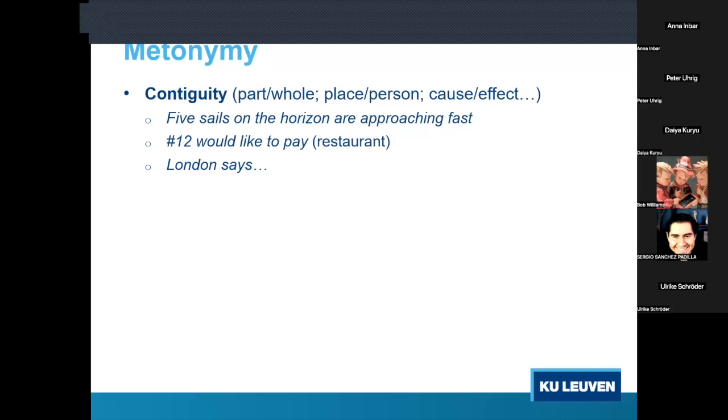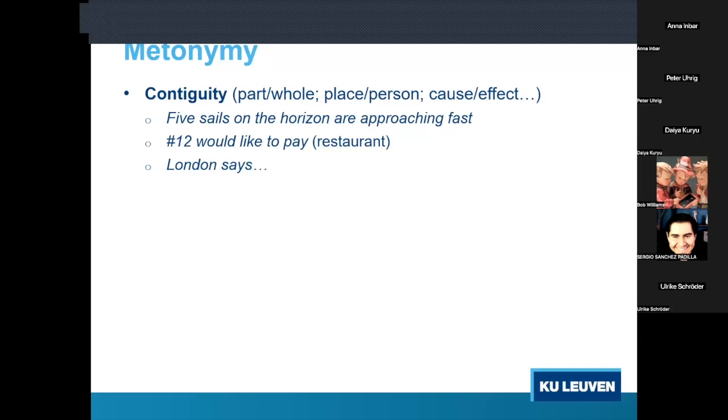It's a mechanism of efficiency. "Number 12 would like to pay," waiters say among each other in a restaurant, and not "the man in the pink suit who has ordered." That's too much information. Number 12 would like to pay. The ham sandwich would like to pay. London says it's not going to. The government in London, okay, this is metonymy.